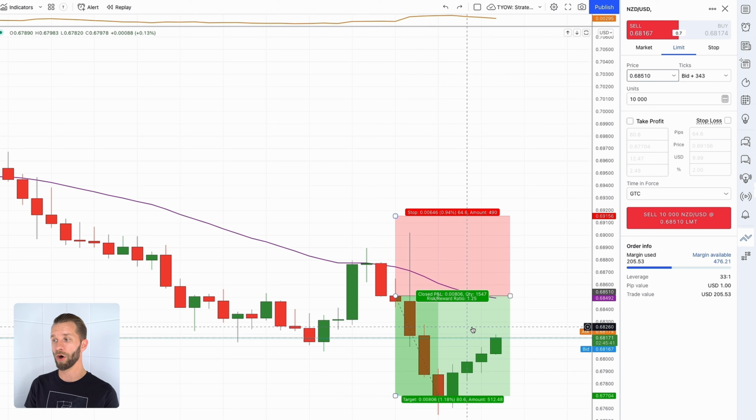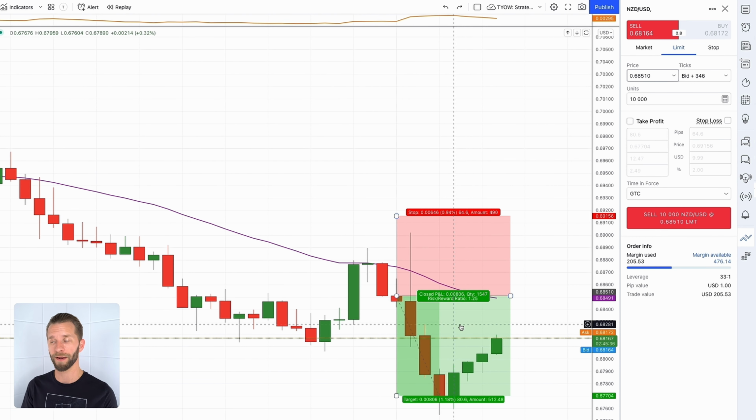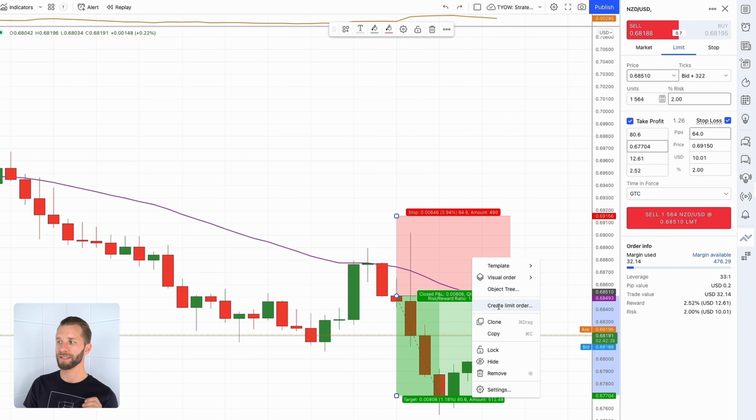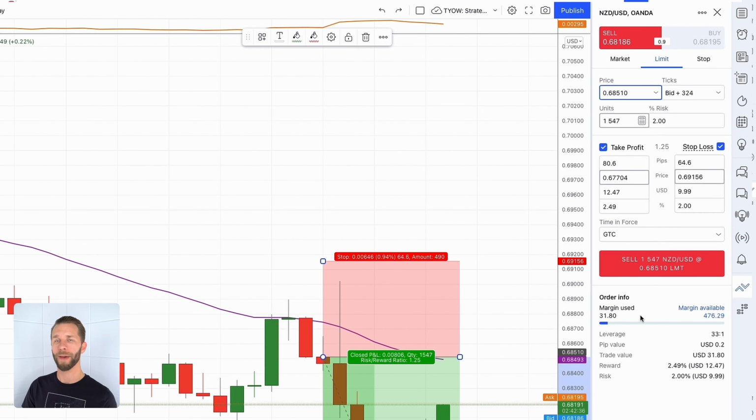When we draw our trades on the chart and we are signed into paper trading or with a broker, whether it be a demo account or a live account, and we right click on our trade, we should be presented with the option to create limit order. It comes up with create limit order because we have set our specific price for entry. If we right click and say create limit order, we can see the order panel is now filled with all the correct info. It knows it's a sell trade, it's put it as a limit order, the entry price is correct, we have our stop loss of 64.6 pips and our take profit of 80.6, the corresponding prices that those pip amounts add up to.